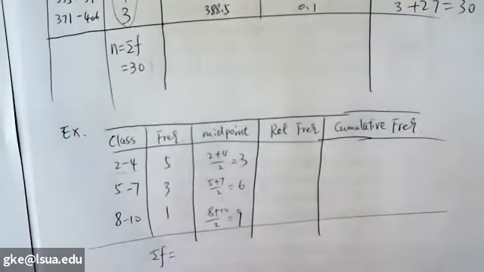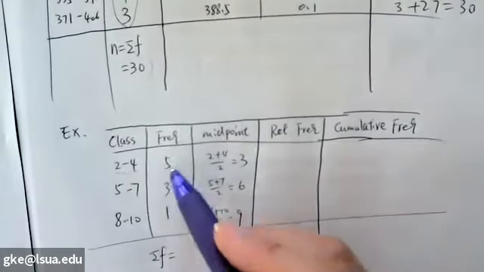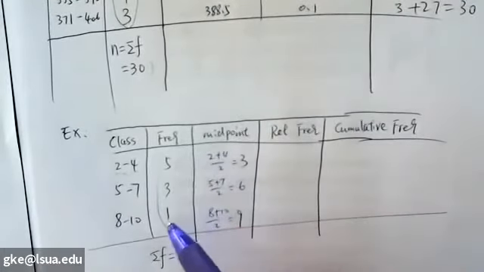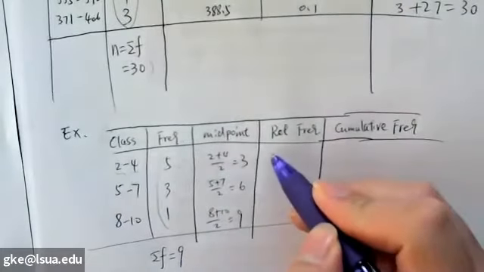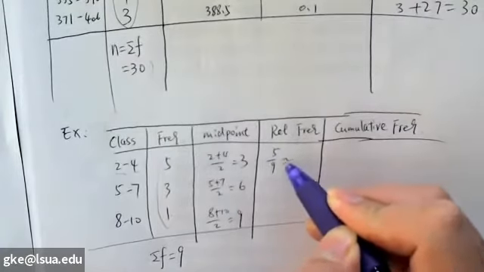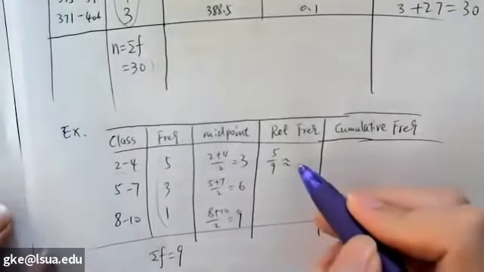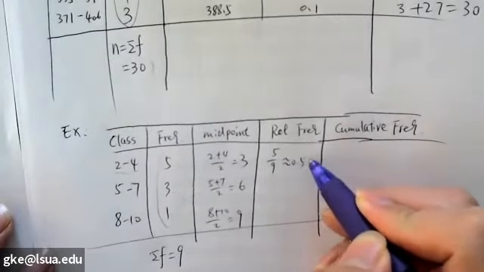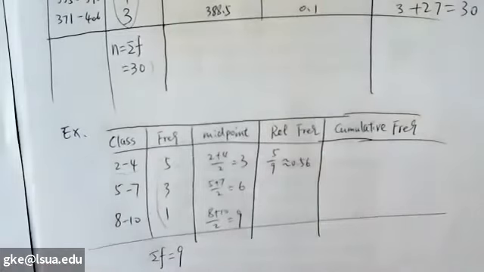Sample size can be calculated through the summation of all the frequency. 5 plus 3 plus 1 gonna be what? 9. Right. So we have relative frequency is 5 over 9. That is what? 0.56, right? 0.56.